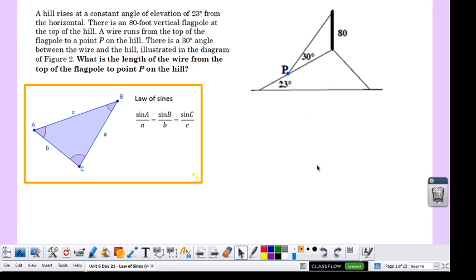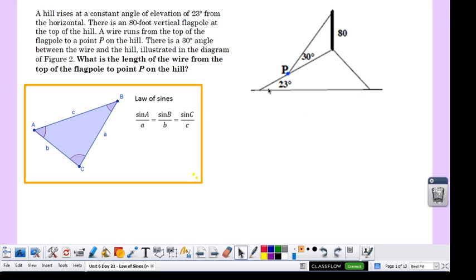So in this case we had a hill, demonstrated by this picture here, a hill rising at a constant angle of elevation of 23 degrees above the horizontal. So we've got a horizontal line going across the bottom of the image and then a 23-degree angle. So then the hill is going up this diagonal slope.